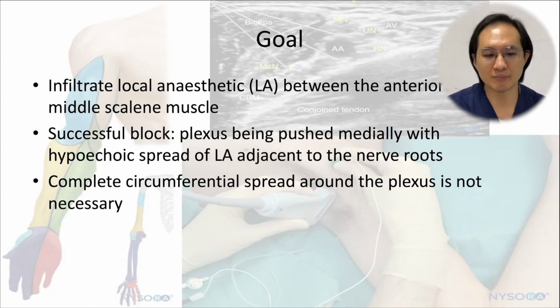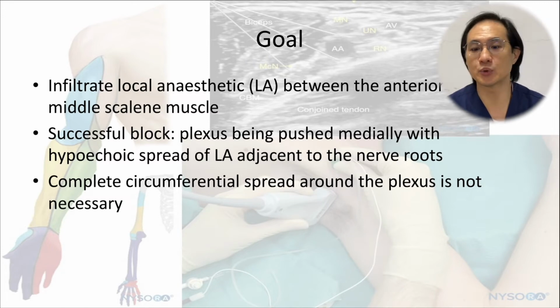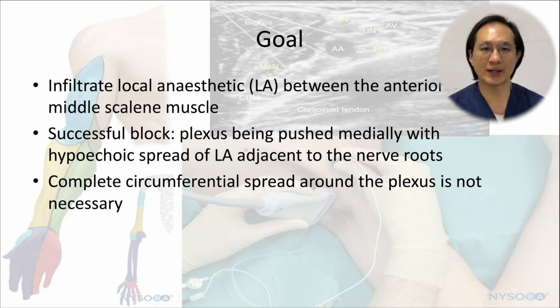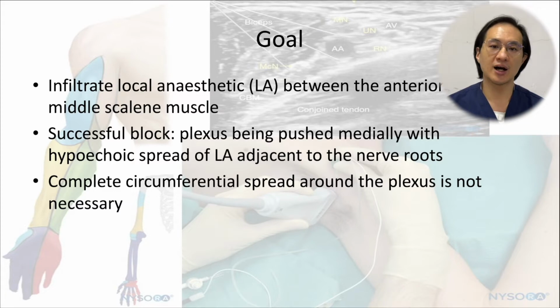The goal of the block is to infiltrate local anesthetic between the anterior and middle scalene muscles. The aim is to see the brachial plexus being pushed medially with hypoechoic spread of the LA adjacent to the nerve roots. Complete circumferential spread of the local anesthetic around the plexus is usually not necessary.